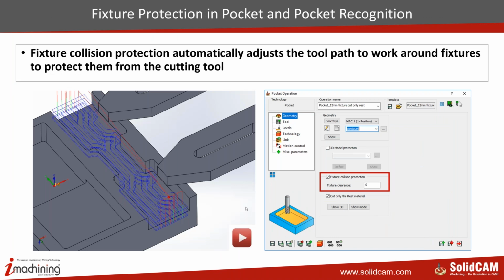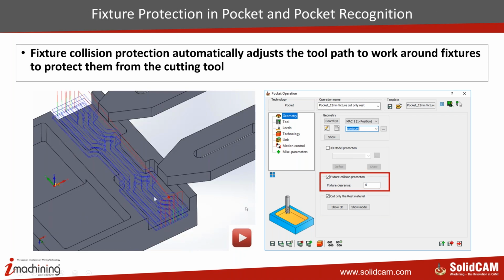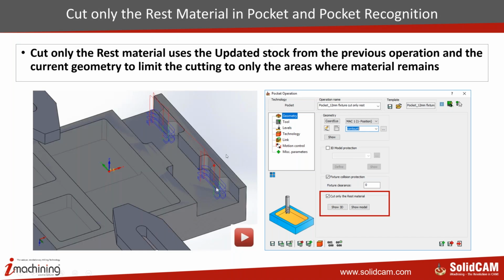Fixture collision protection automatically adjusts the toolpath to work around the fixture to protect them from the cutting tool. So you can also use this fixture collision protection for pocket milling and for the pocket recognition function. Let's assume we have put the top clamps and generated the program, and after that you want to move the clamps to a different position and cut only the leftover material. You can just copy and paste the same strategy, and we have a function, cut only the rest material. Then automatically it will machine only the leftover stock after moving the clamp to a different position.